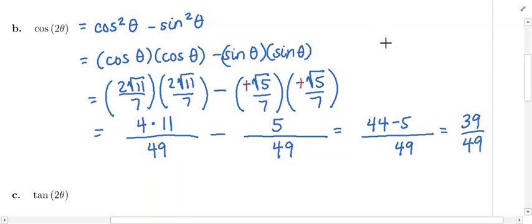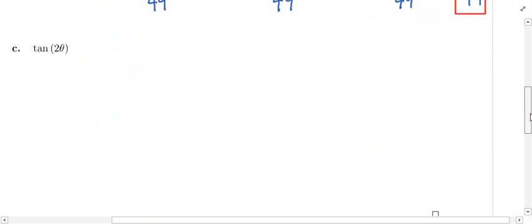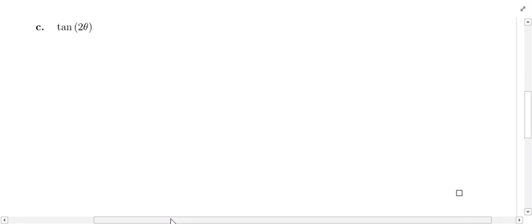We're done. Again, you have an angle theta. You double it to get a different angle 2 theta. And if you take the cosine of that new angle 2 theta, the result is going to be 39 over 49. Lastly, we need to compute the tangent of 2 theta.